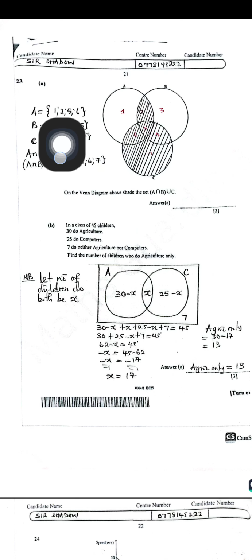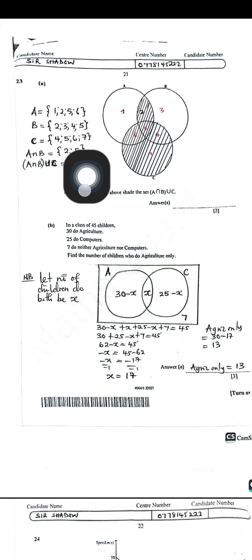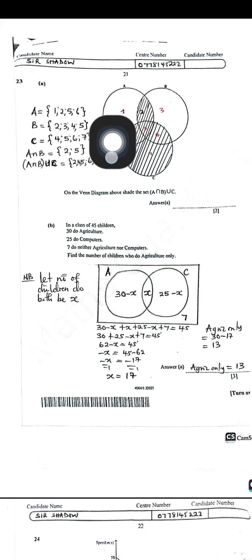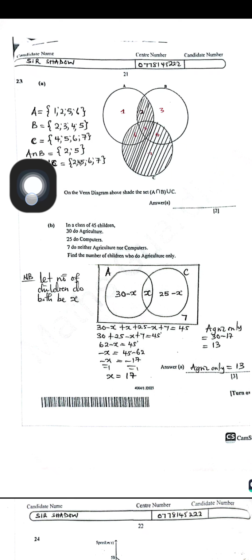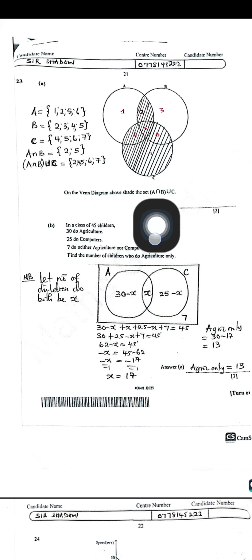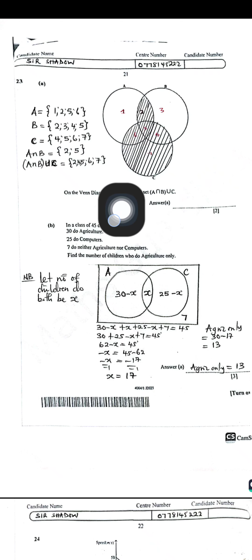The first number, 1, is not common. We have 2, we write 2 right here. Then 3 is not common, 4 is not common, 5 is common, you write 5 right here, 6 is not common. So we have 2 and 5. A intersect B is 2 and 5.